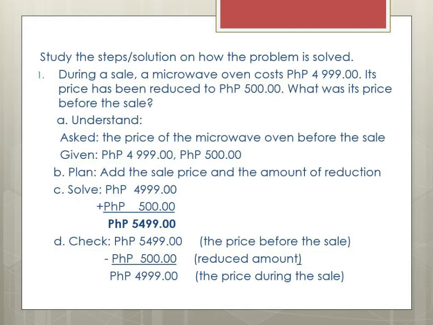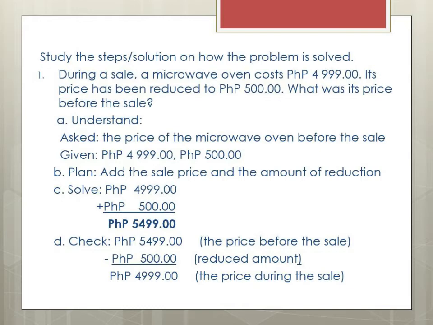So for problem number 1, during a sale, a microwave oven cost 4,999 pesos. Its price has been reduced to 500 pesos. What was its price before the sale? You need to understand what reduced is. It means the price is decreased.